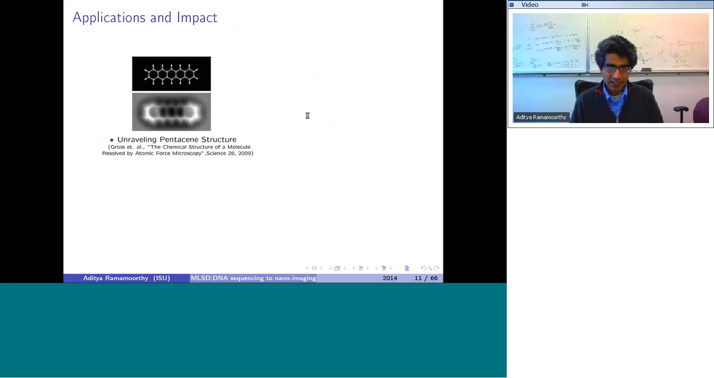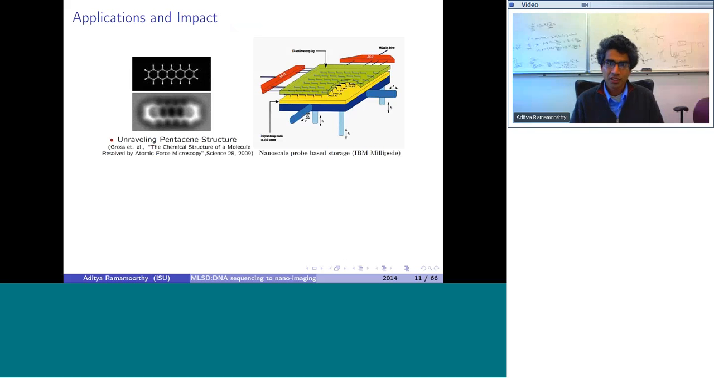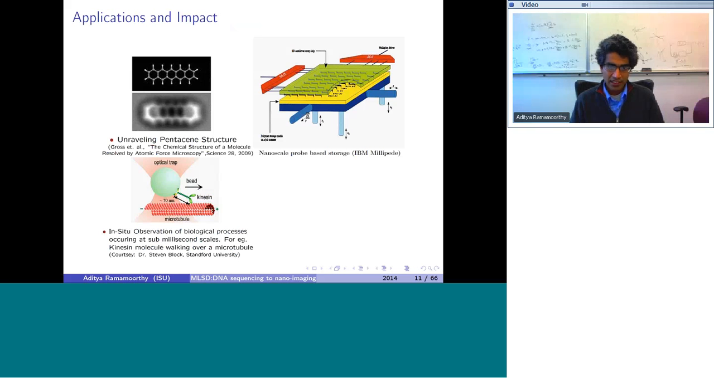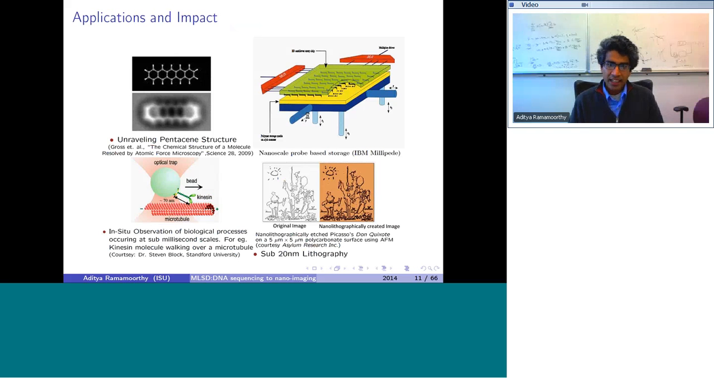It has also had a tremendous impact in the basic sciences. For instance, it has been used to image the bond structure, the chemical structure, of molecules. IBM Millipede in the early 2000s created a data storage system using an array of AFM cantilevers. It can be used to image in real-time video at the atomic scale, and it can also be used to create nano patterns, something that is not a part of this talk.